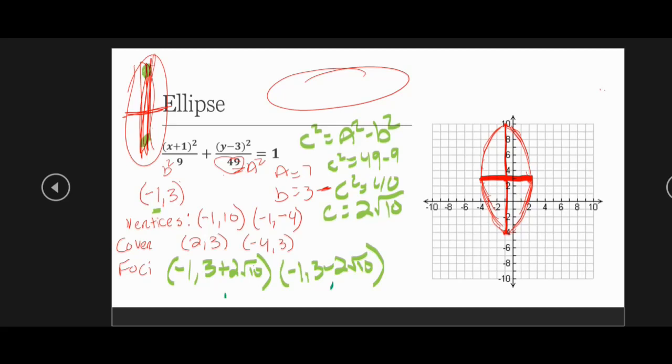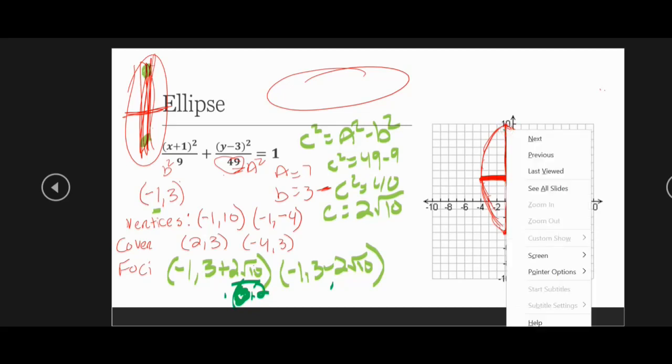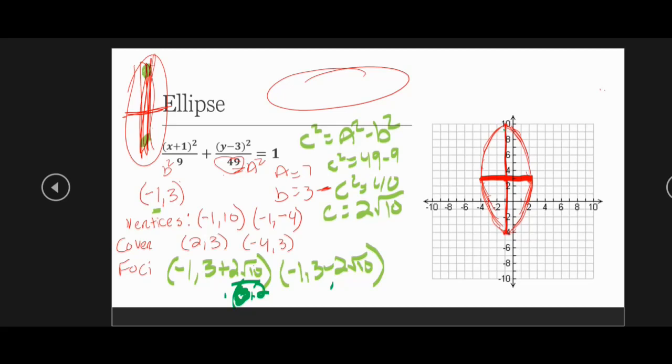So it's going to be -1. And then again, this is roughly like 6.2, 6.3. Let's just guesstimate it. So that means this would be like 9 point something. So it'll be like right here. And then the other focus would be 3 minus 6 point something. So it's like -3 and some change. So it's down here. All right, next one.